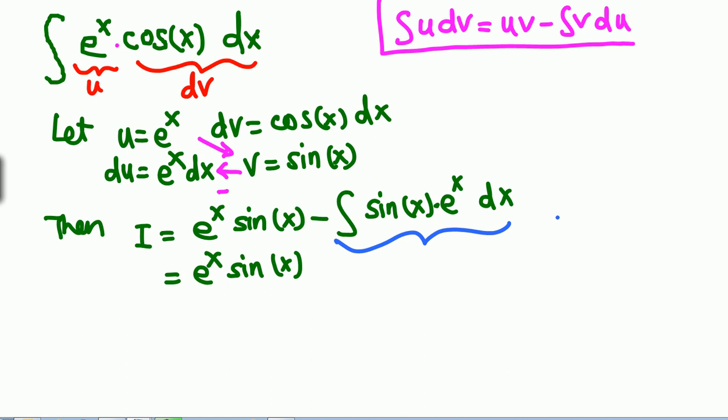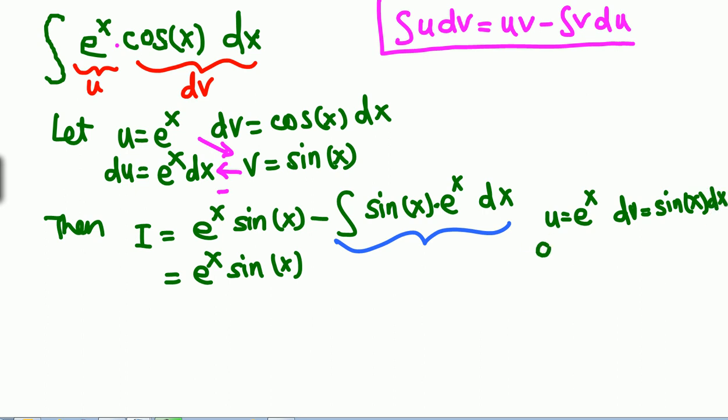Let me do it over here. So u be sine x? If you do that, then you are not going to get the answer. So you have to be consistent. Because we started with u as e^x, e^x should be u again. So u is e^x and dv is the remaining, which is sine x dx.